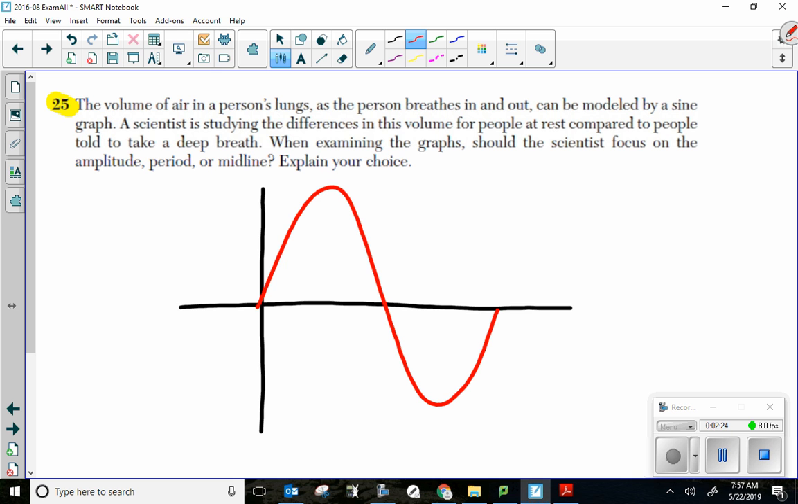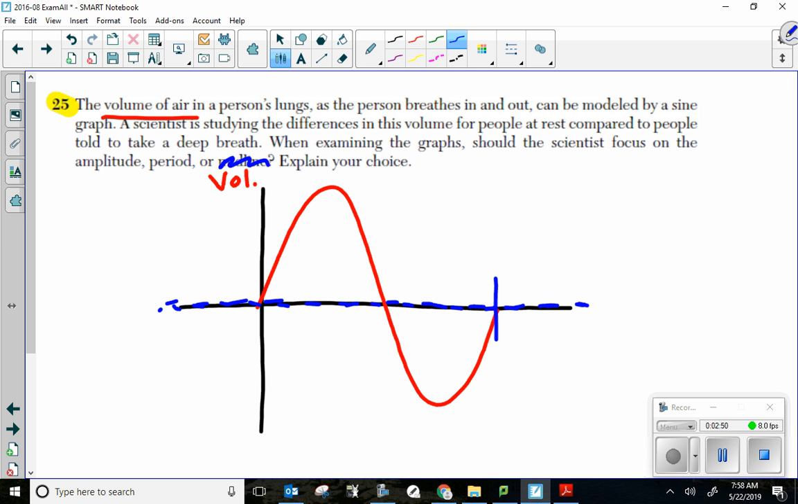And they are talking about the volume of air in a person's lungs. So let's say this is volume. Should we focus on the amplitude, the period, or the midline? Well, the midline is right here. I guess that's your starting point before the person takes a breath or not. That's where you start. That's not so much. The period is the length of one cycle.